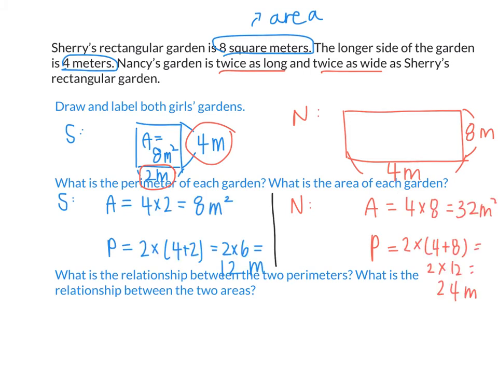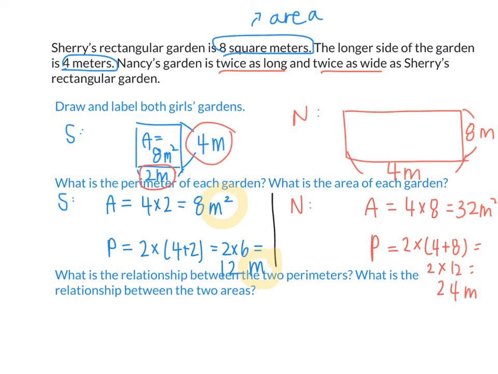Okay, we can see that to find the area, we multiplied the length times the width, so we got 8 square meters. Now, I know I sound like a broken record, but this is super important for you to remember. The area is always measured using square units, and perimeter, because it's just a distance, is only using regular units, so in this case, meters. So Sherry's garden has an area of 8 square meters and a perimeter of 12 meters, whereas Nancy's garden has an area of 32 square meters and a perimeter of 24 meters.